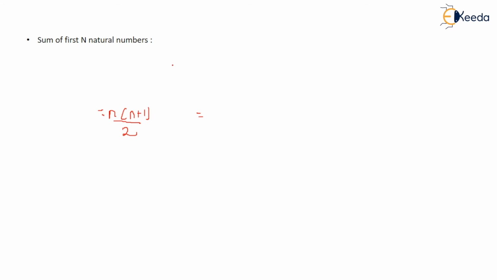Suppose they told you to find the sum of the first 20 natural numbers. What does that mean? 1 plus 2 plus 3 plus 4 plus 5 till 20. So the last natural number is 20. 20 into 20 plus 1 upon 2. So this cancels out, this comes out to be 10. This is 21. 10 into 21, that is 210.